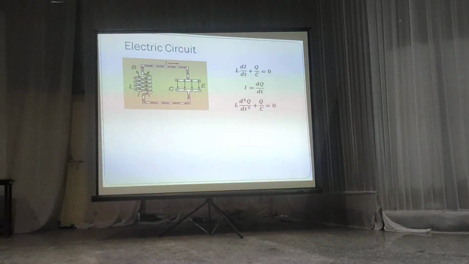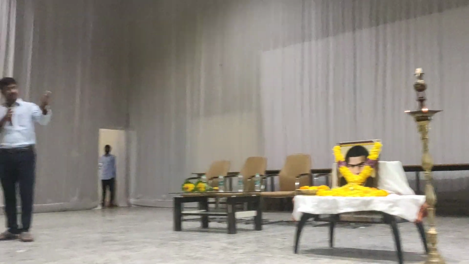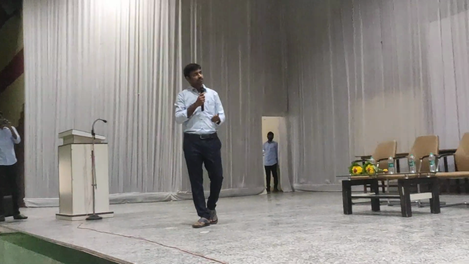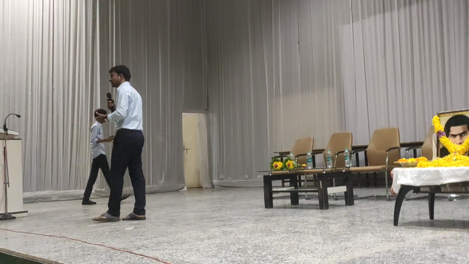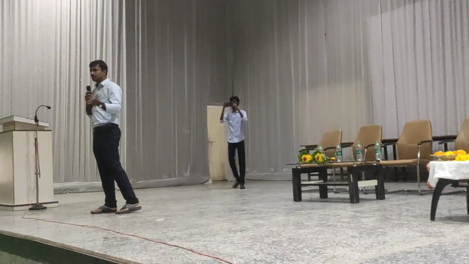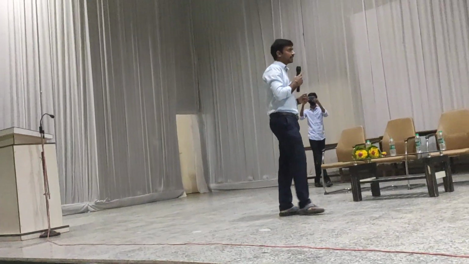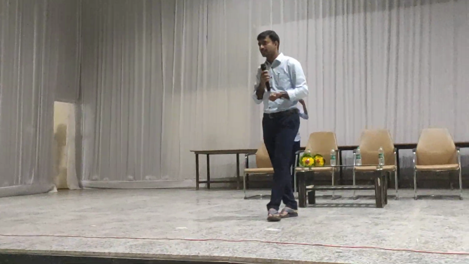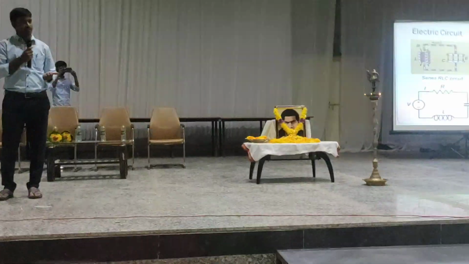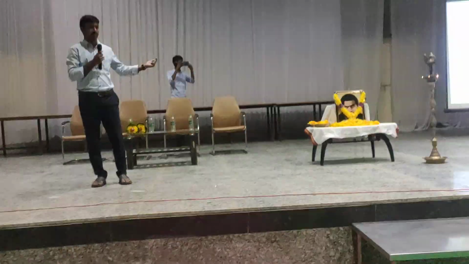L into di by dt represents the voltage drop due to the inductor, and the next one represents the voltage drop due to the capacitor, right? And you might have seen one more system here. What is it? LCR circuits, right? In which the extra component which is added is a resistor, right? And what is the voltage drop due to the resistor? By using Ohm's law, you can know that it is V equal to IR, right? So one extra component is added here, right?